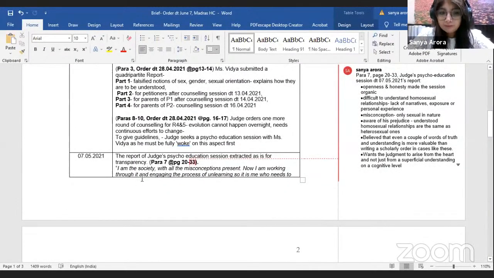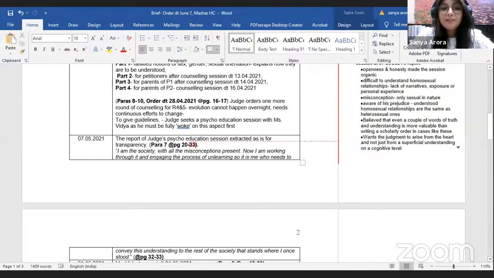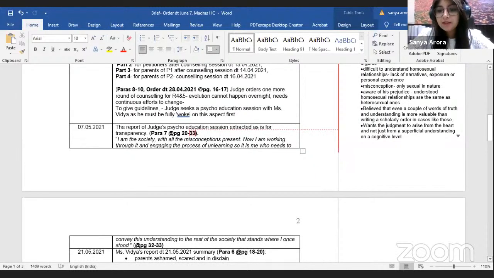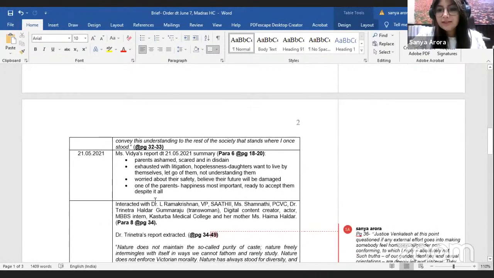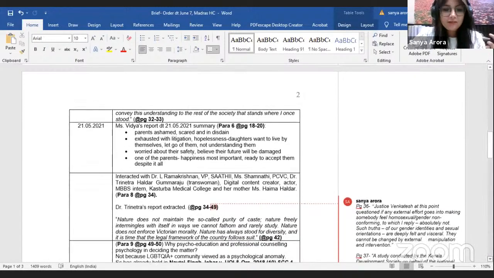Then 7th May 2021 was when the report of Miss Vidya was filed for the judge. So what the judge went through when he went for the therapy, and he wanted to maintain absolute transparency, so he extracted the report as it was. And when that happened, a lot of the things cannot be paraphrased. Although there is a little bit of summary of what this report was all about, some things that are important have been reproduced as they are. For example, I am the society with all the misconceptions present. Now I am working through it and engaging in the process of unlearning. So it is me who needs to convey this understanding to the rest of the society that stands where I once stood. So I've reproduced this as it is, just in case I am to persuade the judge that we need more sensitization programs. So I can just read it out from my brief.